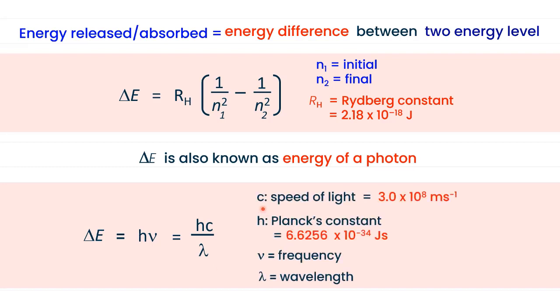We have c is the speed of light, 3 × 10 to the power of 8 meter per second, while h is the Planck constant, 6.6256 × 10 to the power of negative 34 joule second. So these constants will be given in the table of constants.